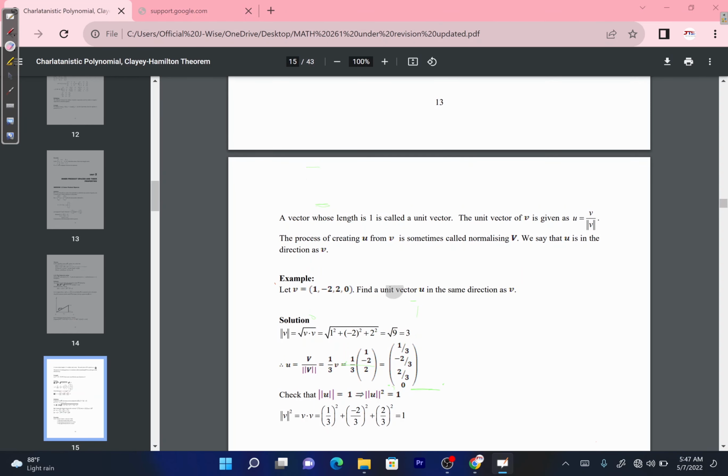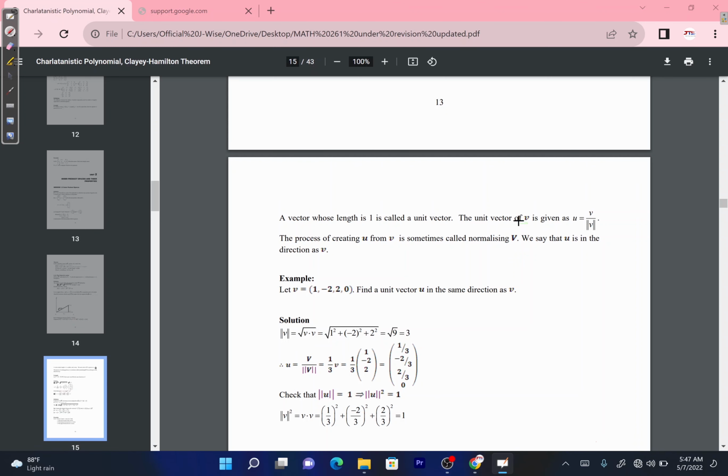Okay, so a vector, you see, we have a unit vector. I hope you have heard about it. Unit means 1. So when you have any vector with a length of 1, then that vector is a unit vector. So when you have any vector that is not a unit vector, you can express it as a unit vector.